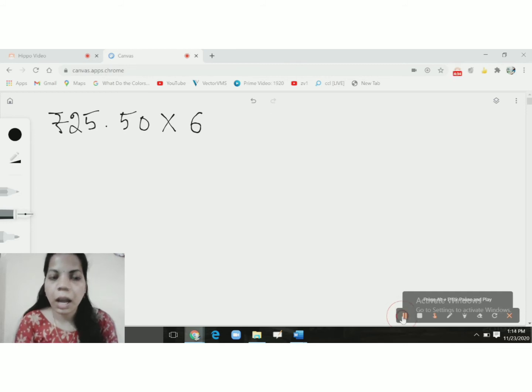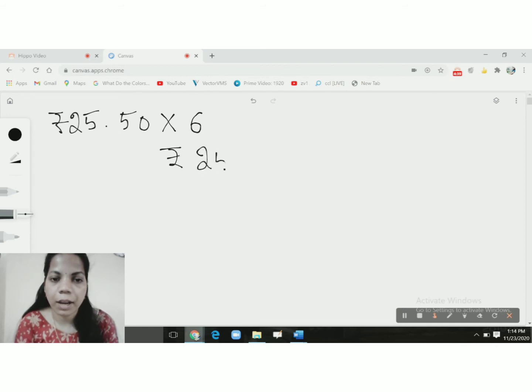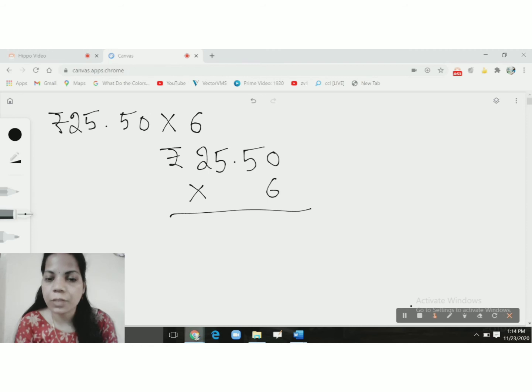Now let us see how we can multiply money. 25.50 rupees. First we have to write the money amount and then the multiplier vertically as shown here. Okay, like this. And we have to multiply as we usually multiply other numbers. 6 zeros are 0. 6 5s are 30. 3 carrying and 0 here. 6 5s are 30. 30 plus 3, 33. 3 carrying, 3 here. 6 2s are 12. 12 plus 3, 15.